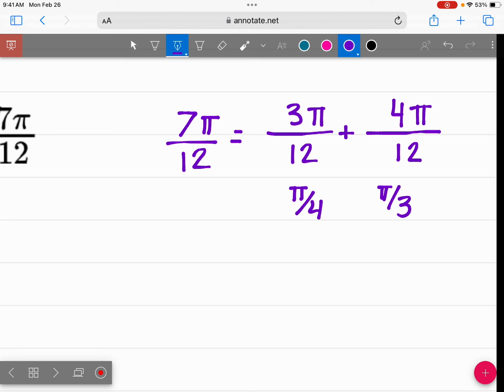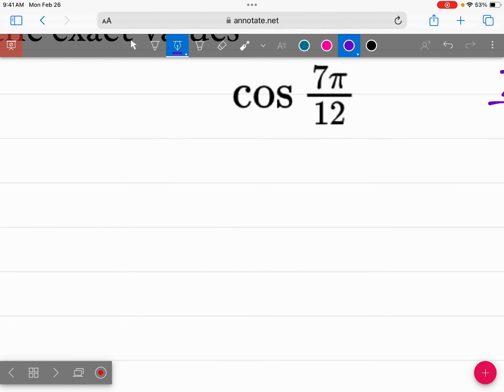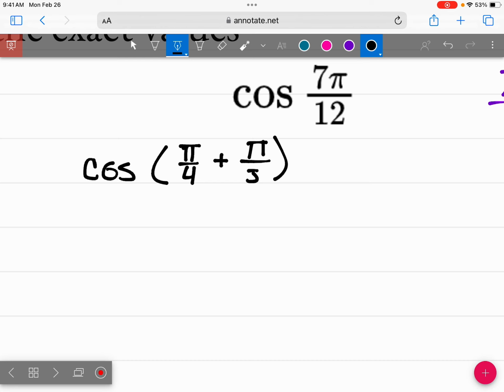So we've got to break it into pieces we know. 5 and 2 does technically work to split up 7 pi over 12. It just doesn't help. Same thing with 6 and 1. Great, but 1 over 12 I don't know what to do with. So we've got to break it up into things we know. So we're going to take this and make this be the cosine of pi over 4 plus pi over 3. That 3 is trouble. Holy cow.